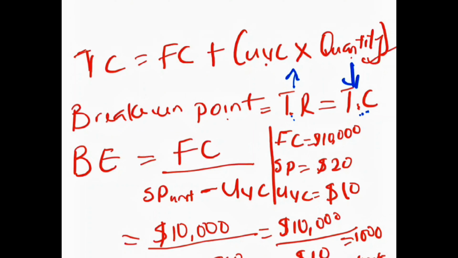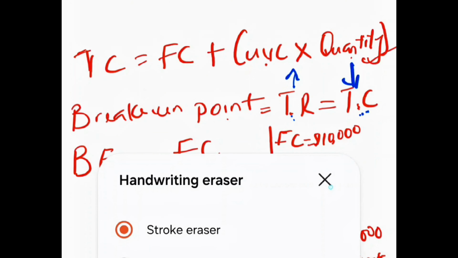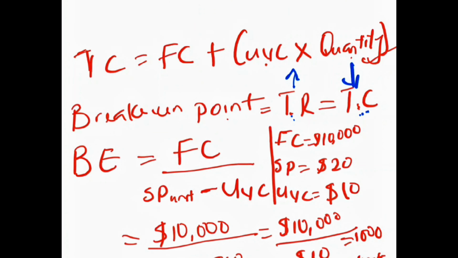Let me clean this. We want to try and manipulate this, whether you want to reduce your fixed costs, reduce your variable costs, or increase your selling price. If you're able to increase your selling price, and reduce your variable costs and your fixed costs, that means the units you need to sell will reduce. Let me show you the calculations.